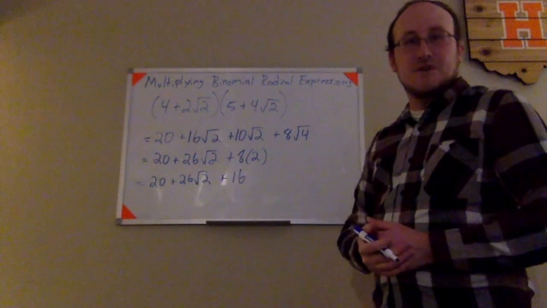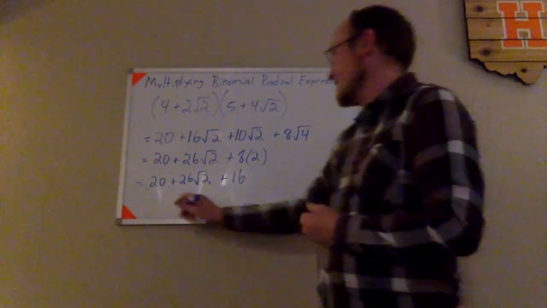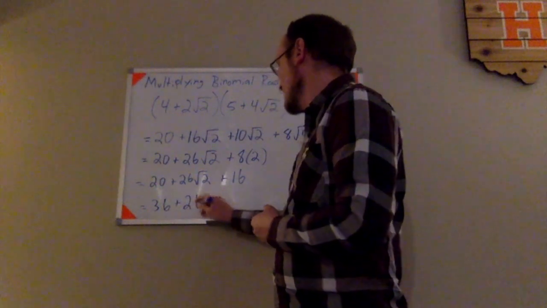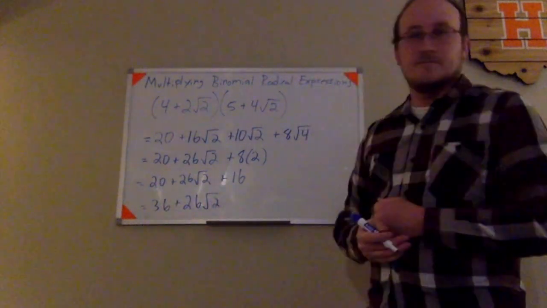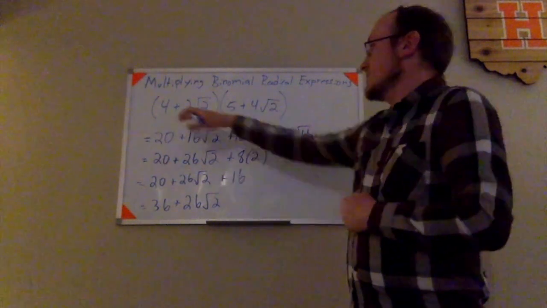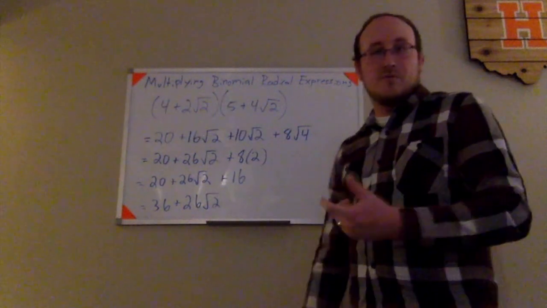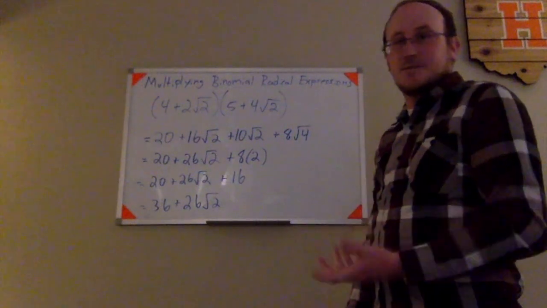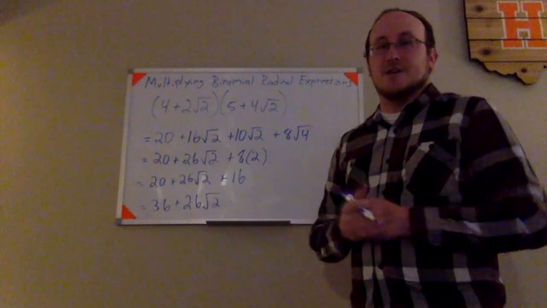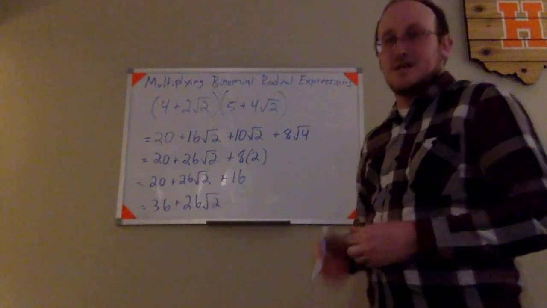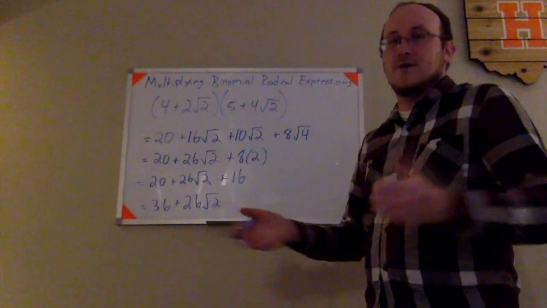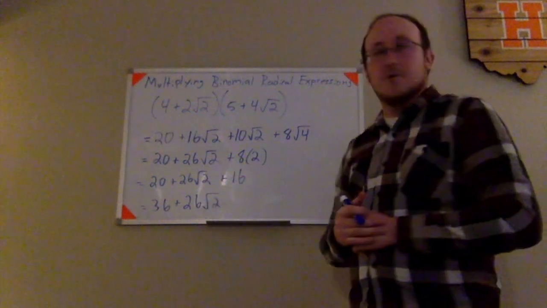And now I actually still have some like terms to combine. The 20 and the 16 can make 36 plus 26 square root of 2. You could always check this pretty easily in a calculator. Just type the original in just as it's written with parentheses and see what its decimal equivalent is. And then type this in as it's written here and see if you get the same decimal equivalent. That might help you catch a lot of mistakes along the way if you just test those and see they should still have the same decimal value. They are equal. This is just a simplified form of that.